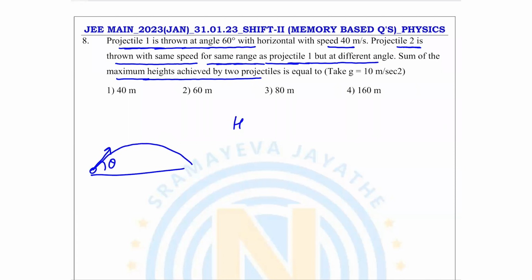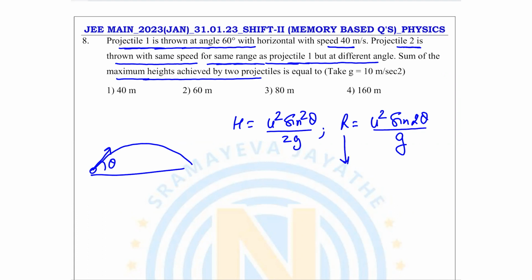Then height is u squared sine squared theta over 2g, and range is u square sine 2 theta over g. Now for same range, we should throw at complementary angles. That is, one of the angle is theta, other must be 90 degree minus theta. You can check by substituting.